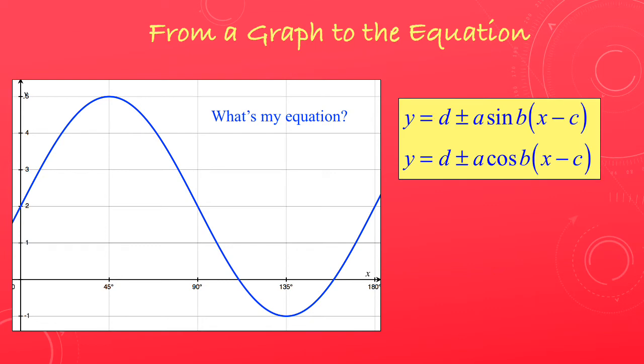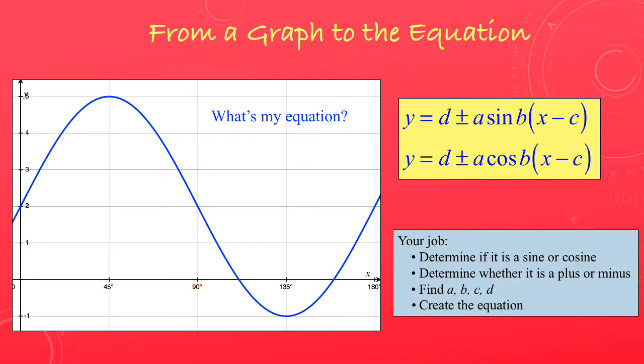We found that the general equation of sinusoids were y is equal to d plus or minus a sine of b quantity x minus c, or y is equal to d plus or minus a cosine of b quantity x minus c. We found by altering a, b, c, and d, we changed the behavior of the graph. So now, reversing the process, we look at the behavior of the graph and subsequently find a, b, c, and d. So our job is threefold.